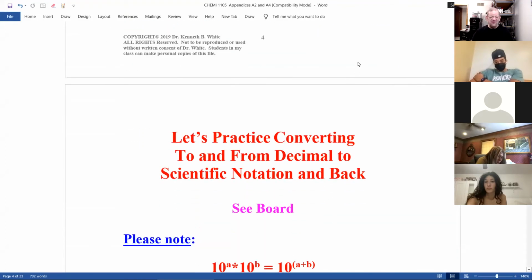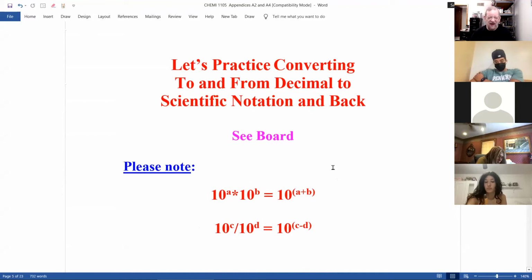Let's practice converting. Now, I used to have you go from scientific notation back to decimal, but this I no longer teach because with a calculator, you're never going to have to do that in my class. In real life, you don't do that at all. But you do have to know how to go from a decimal number to scientific notation.